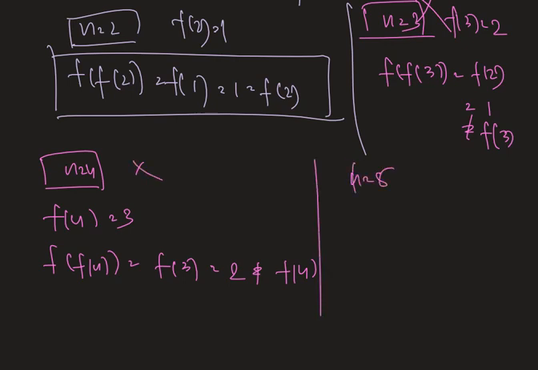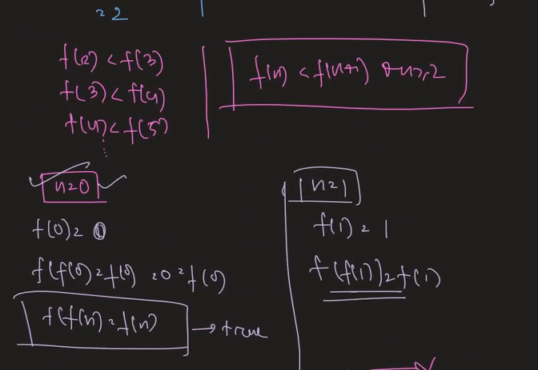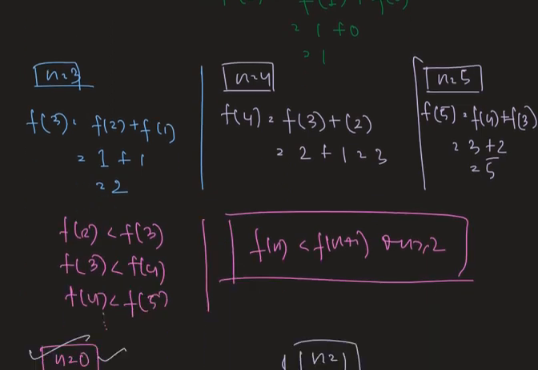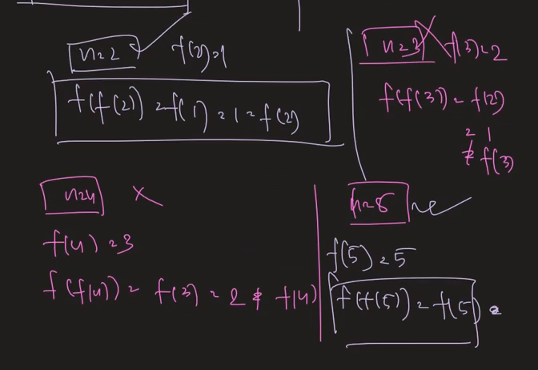Now let's check for n = 5. We have that f(5) is equal to 5. Now f(f(5)) = f(5), therefore we can say that n = 5 is also a case. So we already have our 4 choices, and they are 0, 1, 2 and 5.